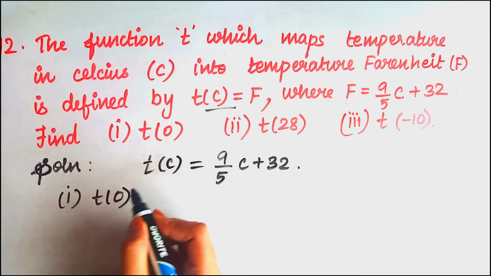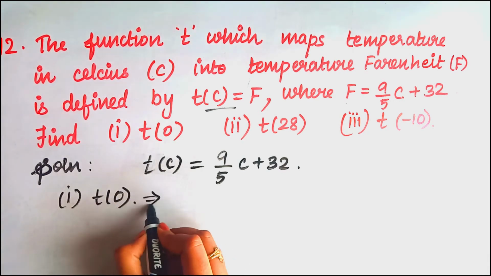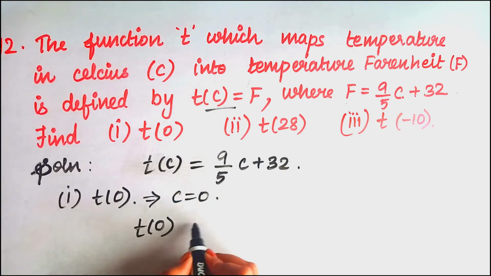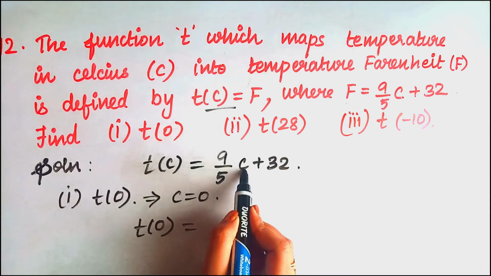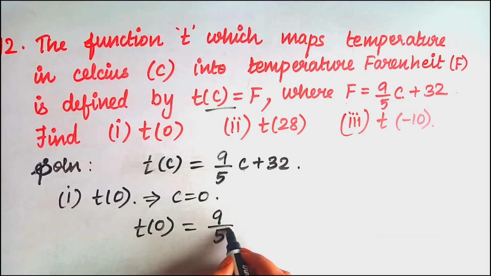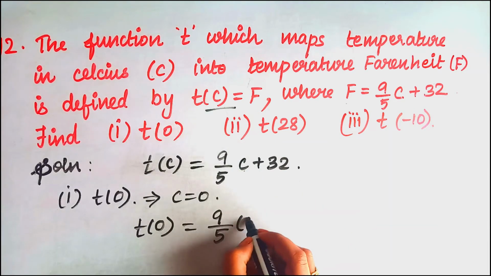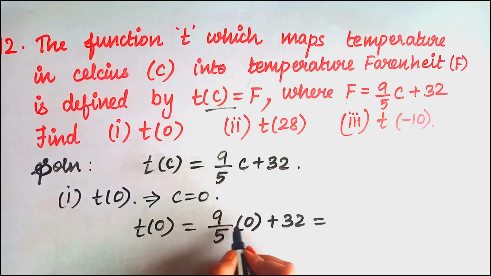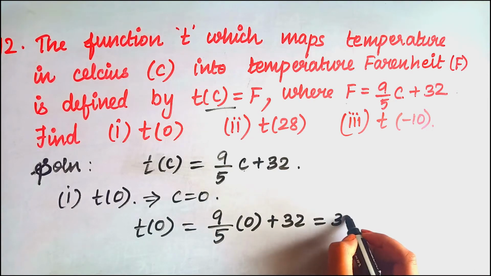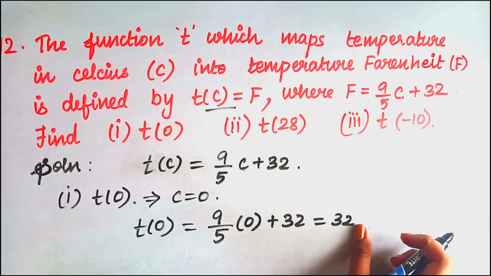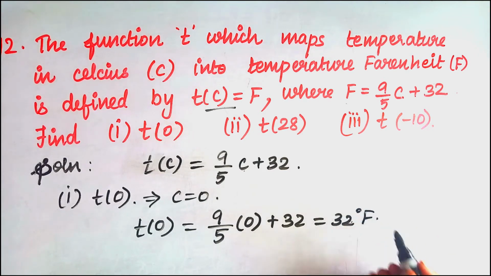Here in the place of C there is a 0, right? So you can say that C is equal to 0 here. Therefore T of 0 is equal to, so here in the place of C you are going to substitute 0. Then 9 divided by 5, and here there is a C, you will substitute 0 here, plus 32. So the answer will be, anything multiplied by 0 is 0. So 0 plus 32, the answer will be 32. Okay, so therefore the answer is 32 degree Fahrenheit.